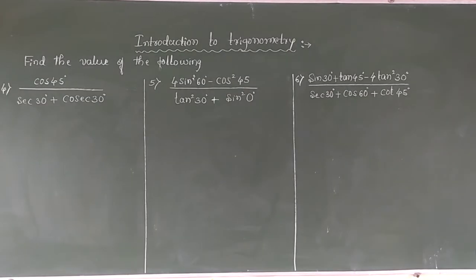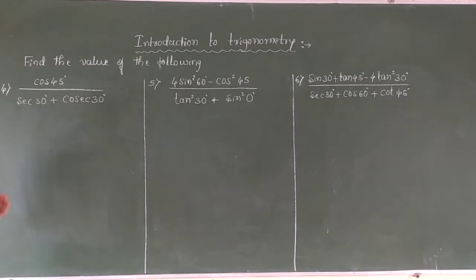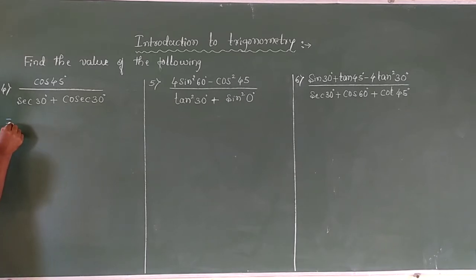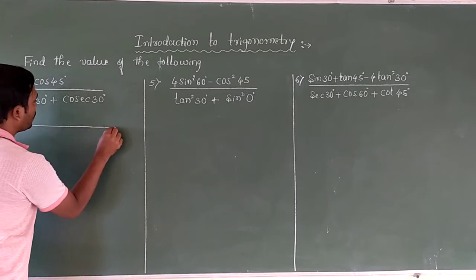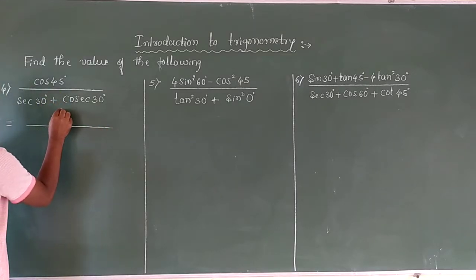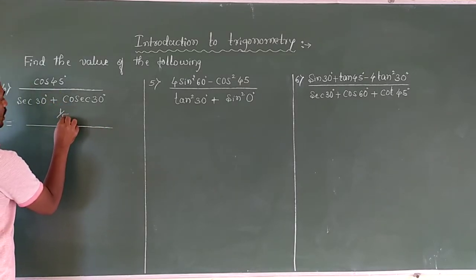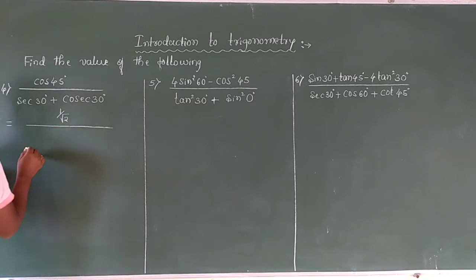Okay, children, here the next problem is cos 45 degree divided by sec 30 degree plus cosec 30 degree. Let us solve this one, find the value of this one. So this is equal to, here cos 45 degree, we know that cos 45 degree is 1 by root 2. Sec 30 degree is 2 by root 3.